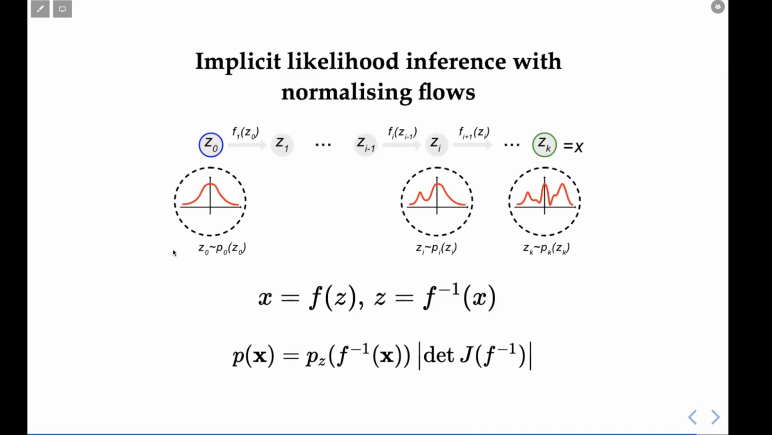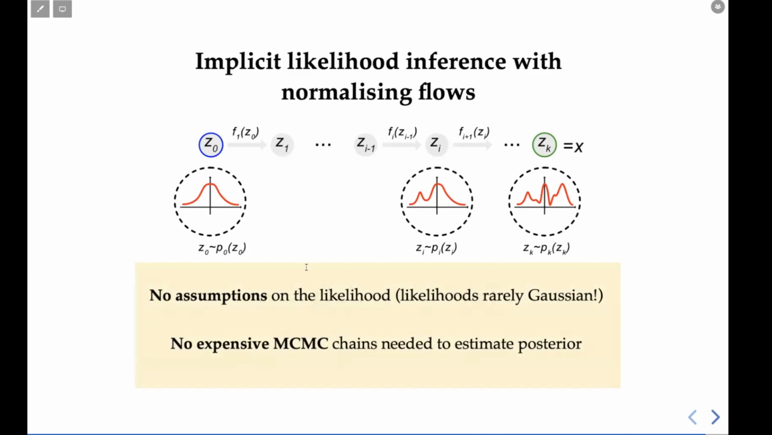It actually can work pretty well for cosmology, and that's something we need to test, especially with these alternative summary statistics that might have likelihoods that are not Gaussian at all, and that could really bias our constraints. So these models don't make any assumptions on the likelihood. Bear in mind that likelihoods are rarely just Gaussian when you take into account all the survey systematics. And it also means you don't need any expensive MCMC chains to estimate the posterior.